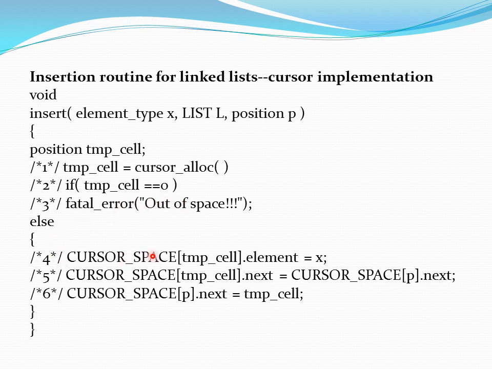Otherwise, in cursor_space[temp_cell].element field we are storing the X element. Then in the temp cell's next position, we store cursor_space[P].next, which is the list's first element's index. Then cursor_space[P].next equals temp_cell. We are inserting this temp cell in the list after the header field.